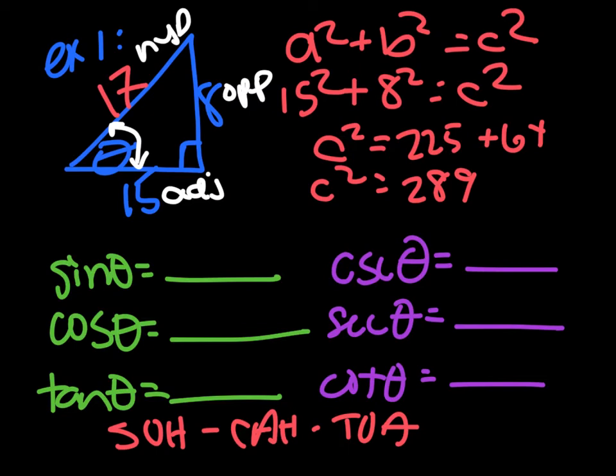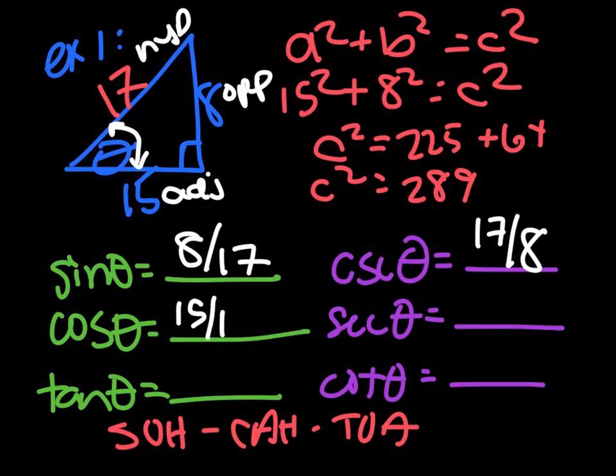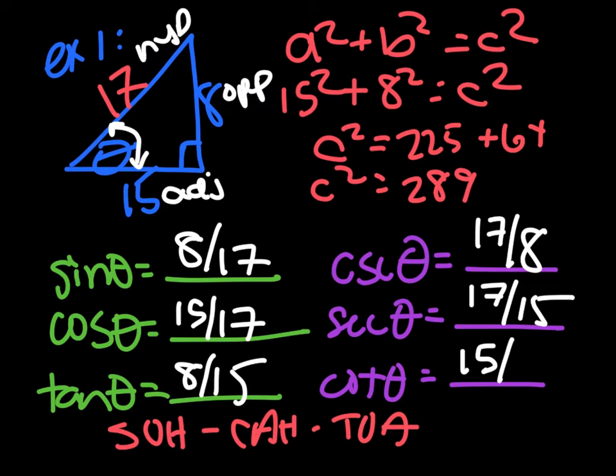My sine is going to be my opposite side over my hypotenuse, which means my cosecant is the reciprocal. That'll be 17 over 8. My cosine is my adjacent over my hypotenuse. Secant will be 17 over 15. You flip it. Tangent is opposite over adjacent. That means cotangent is adjacent over opposite. You just flip it upside down.